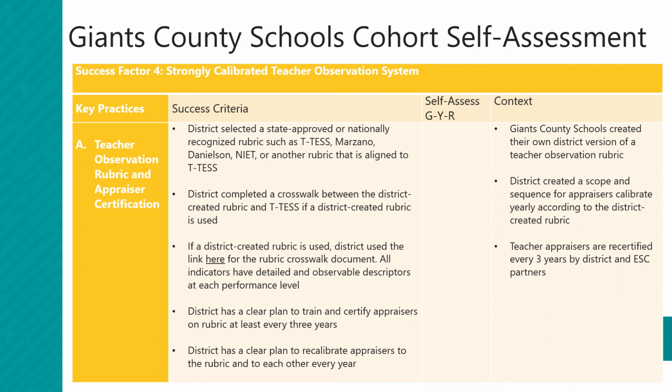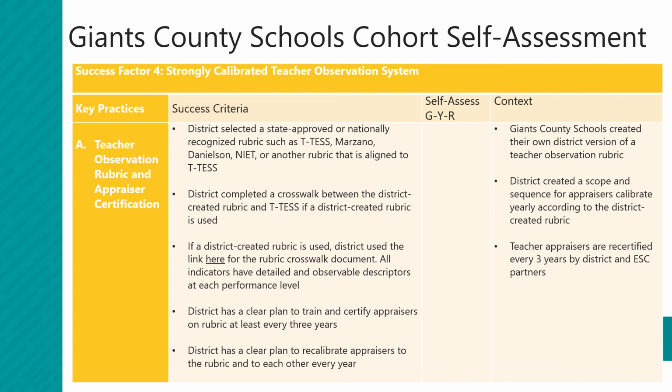Okay, now let's look at the last two bullets underneath the success criteria for key practice A, teacher observation rubric, and appraiser certification. It states that a district has to certify appraisers at least every 3 years, and the district has a clear plan to recalibrate yearly. So let's look at our context. If we look at Giants County Schools context, we see that the district has a scope and sequence so that they can calibrate yearly, which does align to the success criteria. So that is green, right?